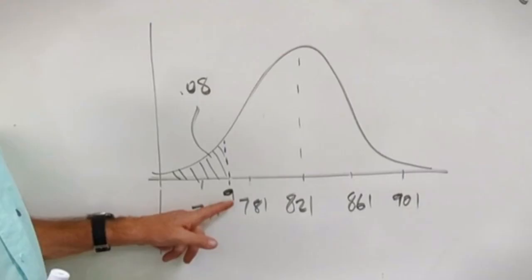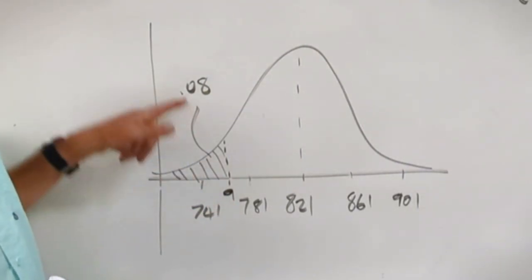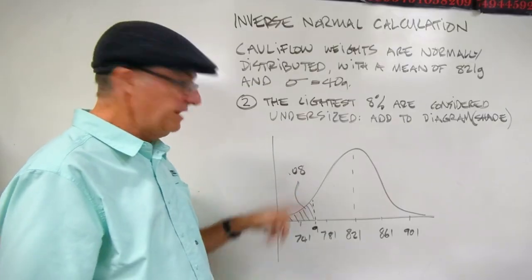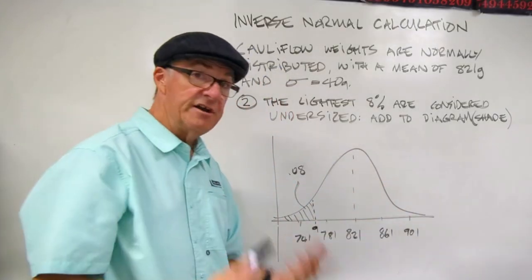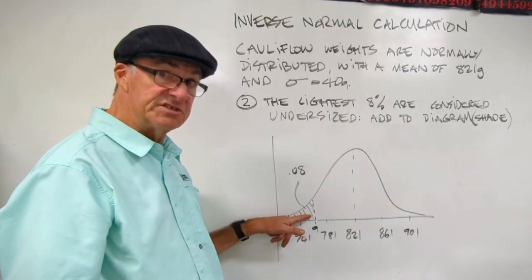So I just went ahead and marked my A. Remember, that's what we're doing with these. We're finding these values. And then I shaded the area, and then I marked it as 0.08. Remember, 8% is 0.08. Remember, the whole area under the curve is 100% or 1. So this is going to be 0.08 for 8%.